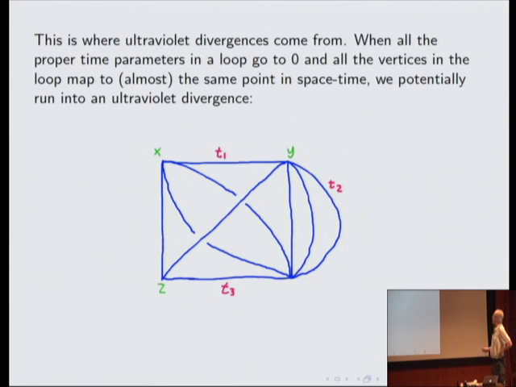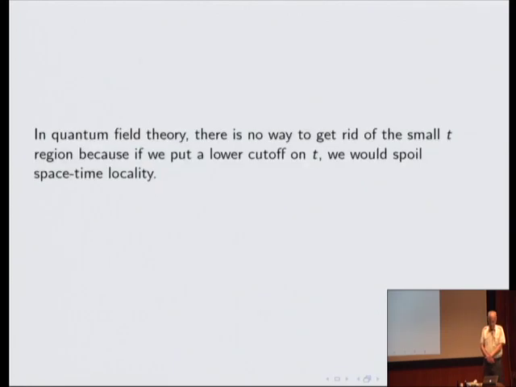If x, y, and z are almost the same in space-time, and also if the Schwinger parameters for this particular loop are all very close to 0. So ultraviolet divergences come from the corner of the integration over the Schwinger parameters when the whole loop is collapsing to a point, which is mapped to almost a point in space-time. So we could get rid of ultraviolet divergences if the Schwinger parameters were bounded away from 0. And that wouldn't ruin the poles in the propagators.